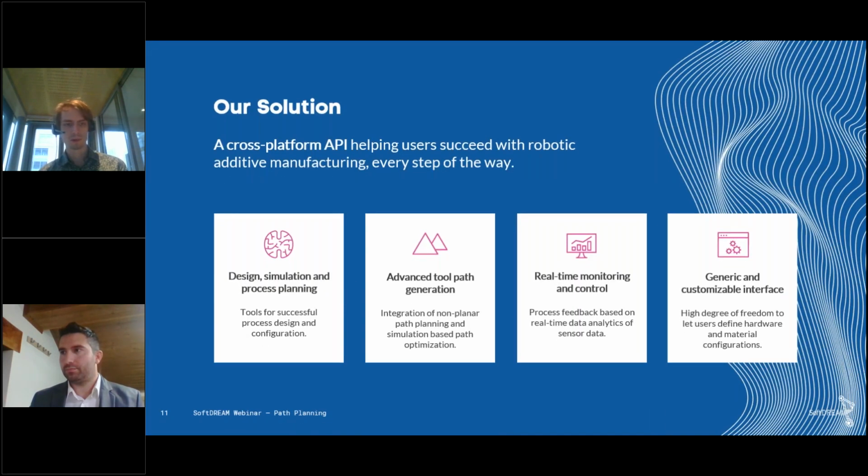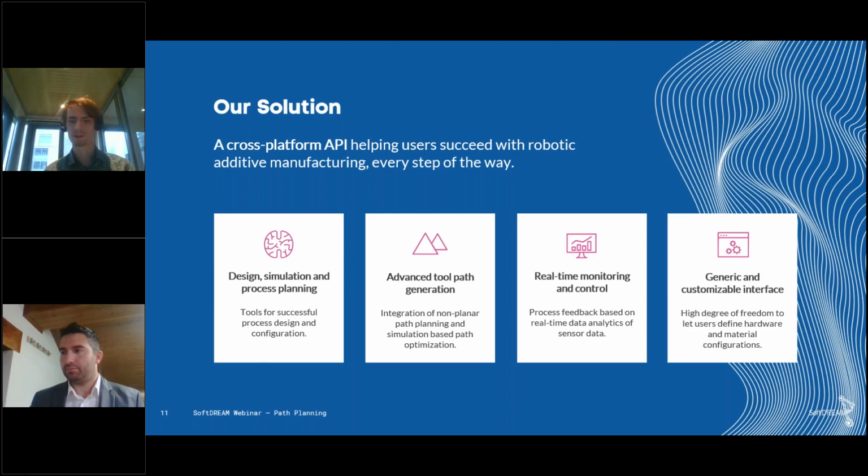So what we are developing in our innovation project is a set of tools to solve these problems, which we will make available through our cross-platform API to help users of robotic additive manufacturing succeed as well as possible. And it involves design simulation tools. The simulation, of course, we will talk more about today, but also process planning with some possibilities to do advanced toolpath planning.